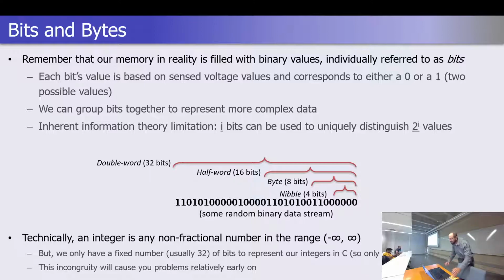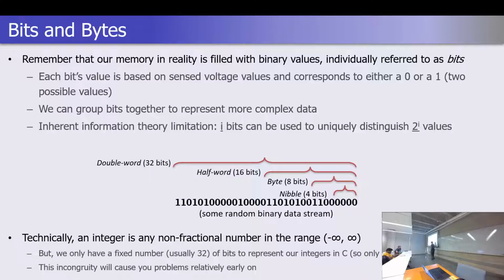In terms of underlying architecture, as you learn more about how these things are stored, you'll also hear the term half word. We won't use that too much this semester. Or double word to refer to a 32-bit value. Usually if someone refers to a nibble of data, they're probably in their 60s at this point, and that's okay, but that's a half byte.